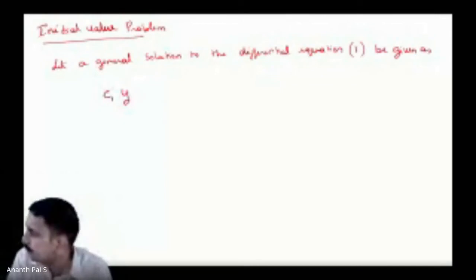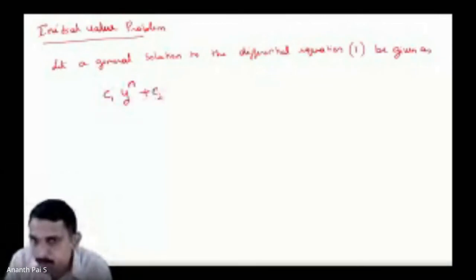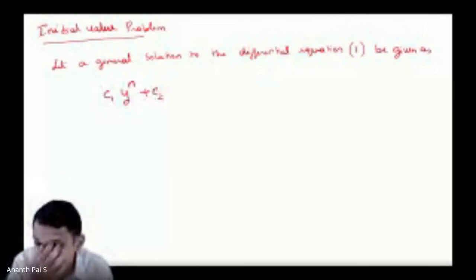C1 y raised to n plus C2. Okay, wait, no, not like that. No, dy by dx, is it not? So dy by dx, if you have, what is it? What is the particular? So dy by dx. So what you have, you should get y as a function of x.